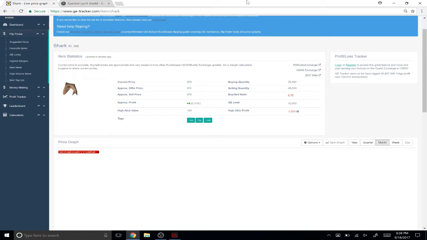This is just like kind of a reassurance tool. You can use it to help you gauge which ways the price is going, but again, it is not completely accurate all the time, so just be careful.